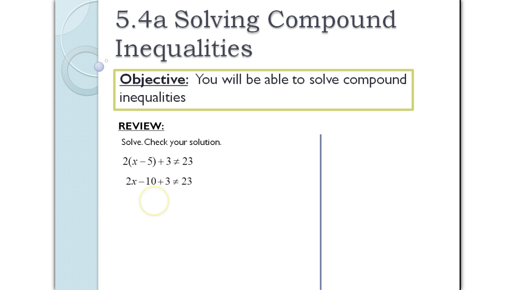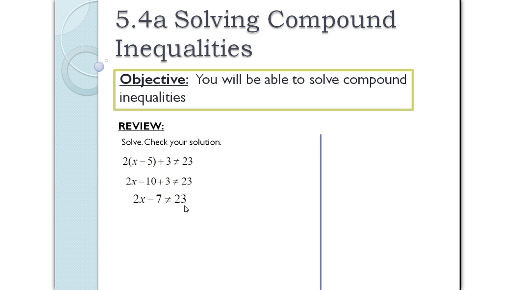Next, you want to combine like terms. When you combine like terms, you want to look to the left-hand side of the inequality sign and see if there's anything you can combine. I see negative 10 and 3, those are like terms, I can combine those. 2x minus 7. Negative 10 plus 3 is negative 7. Bring down your inequality sign, bring down your 23.